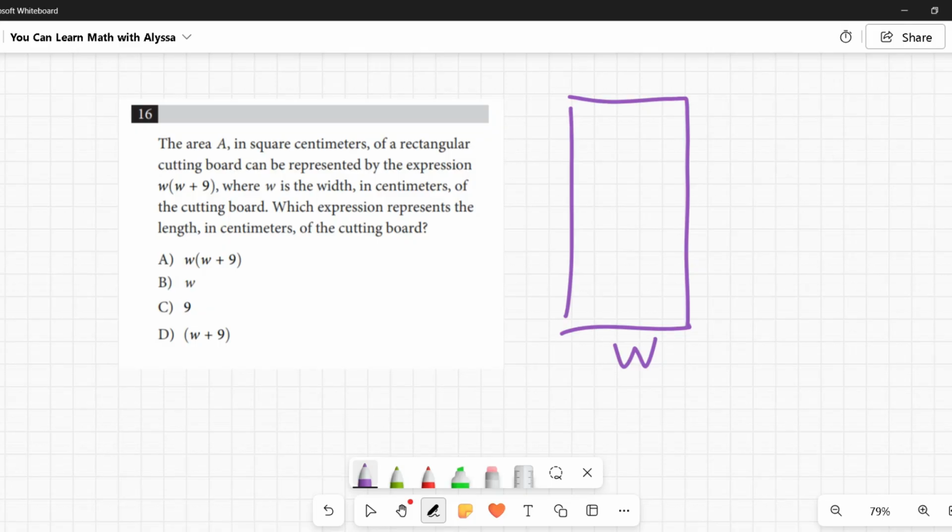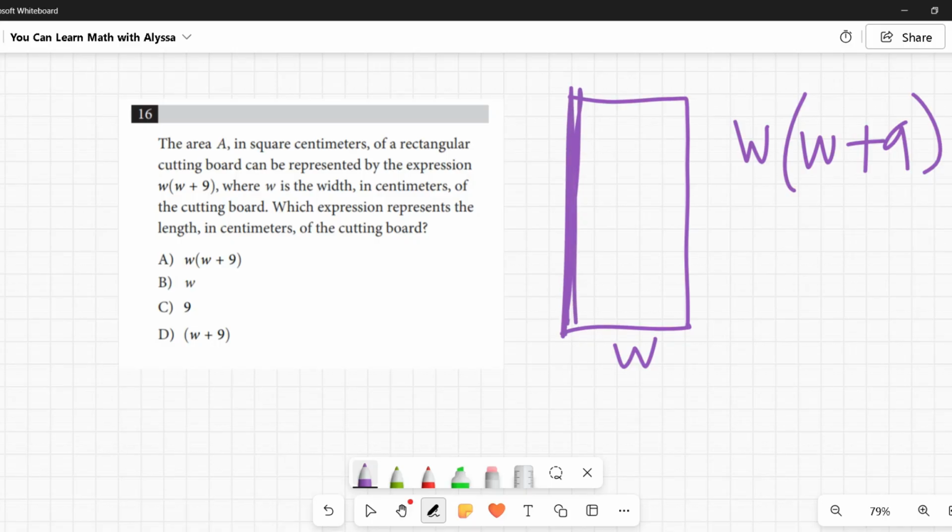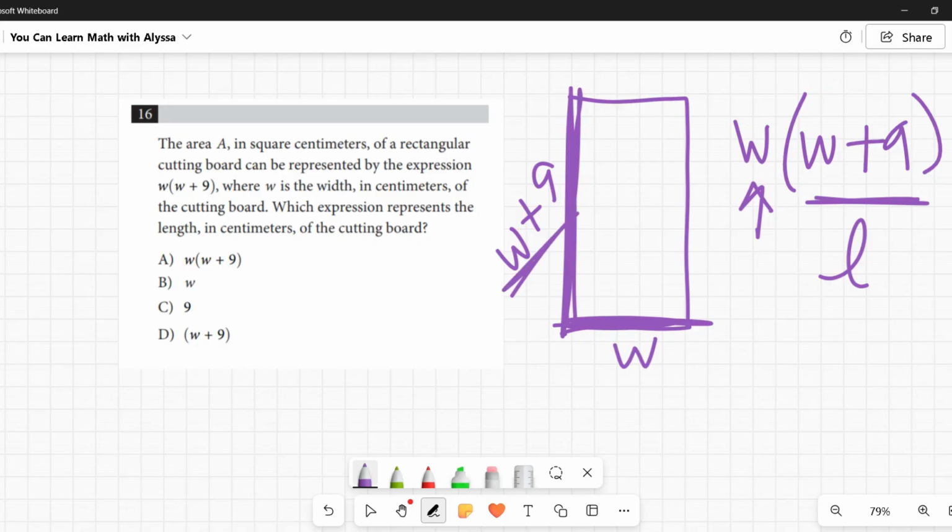And we're told the area is width W times W plus 9. Now, area of a rectangle is going to be length times width. So since this area is width times this bit, I know this is representing my length. So W plus 9, which expression represents the length in centimeters of the cutting board. Okay, well, there we go. W plus 9 is my length.